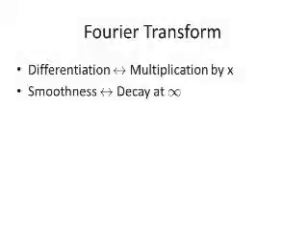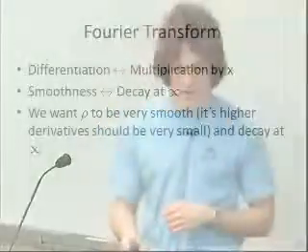Importantly, the Fourier Transform interchanges differentiation with multiplication by x. The Fourier Transform of the derivative is x times the Fourier Transform, and vice versa. And what this means is that it interchanges smoothness with decay at infinity. Because we say a function is very smooth if you can differentiate it a lot of times and it remains small. And on the other hand, we say a function decays rapidly at infinity if you can multiply it by x a lot and it stays small. So since the Fourier Transform interchanges differentiation and multiplication by x, it interchanges smoothness and decay at infinity.